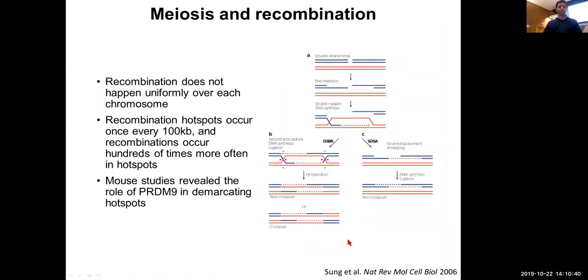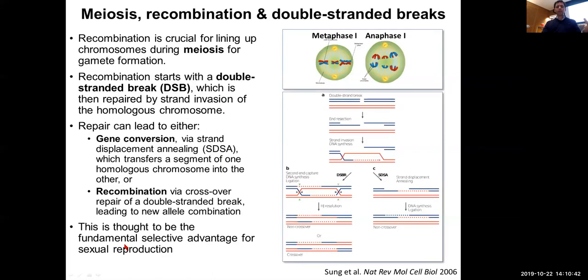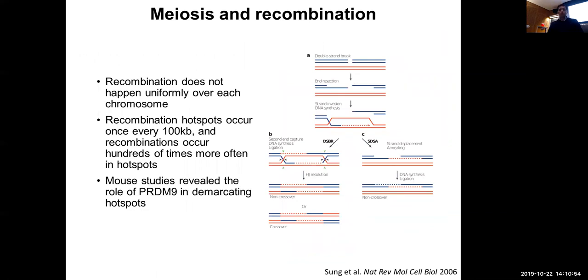Everybody with me? Great. And this is thought to be the fundamental selective advantage of sexual reproduction. Basically, the reason why we have sexual reproduction is because we can mix and match allele combinations from our parents. So recombination does not happen uniformly over the chromosome. There are instead recombination hotspots that occur about every 100,000 nucleotides, and these recombinations occur hundreds of times more frequently in hotspots. And most studies have revealed the role of a protein called PRDM9 in demarcating these hotspots.